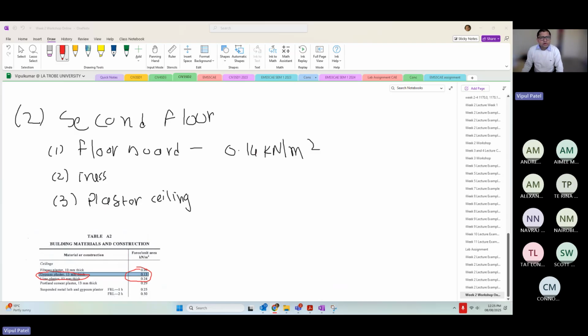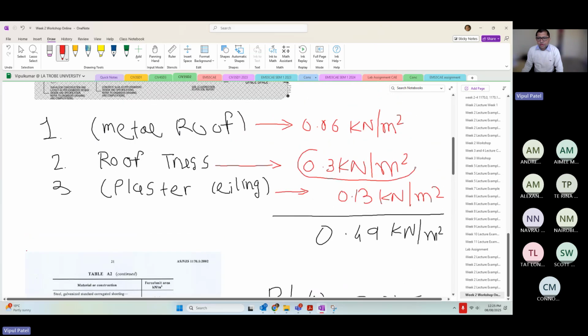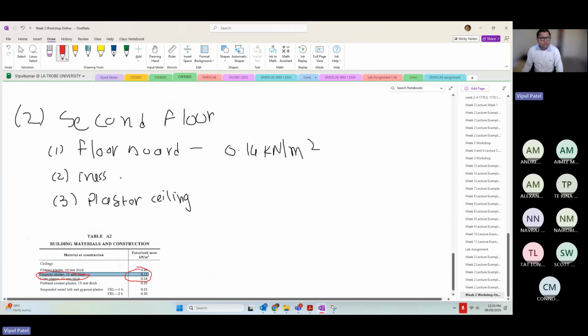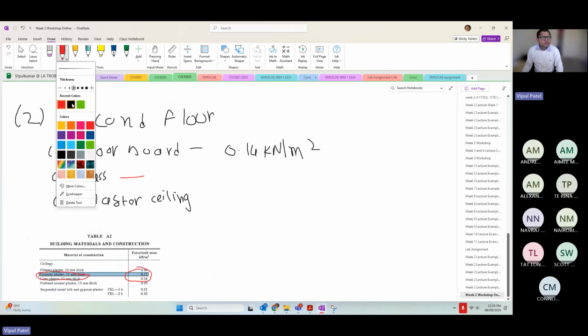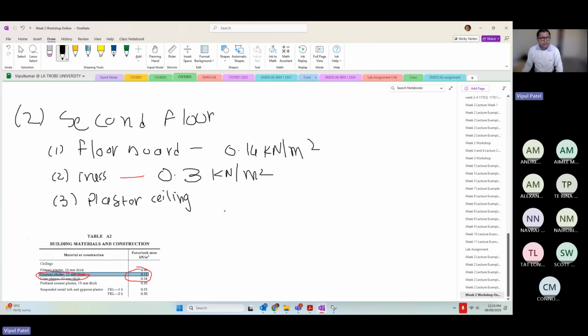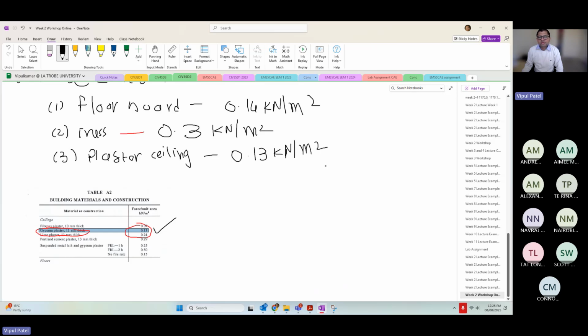Then we have trusses. I think the truss would be the same truss that we use in the roof because we don't want to change manufacturer. Whatever you use in the roof will be the same as this one. Again, we will give you these in the exams because we don't have access to this one. Then 0.33 kilonewton per meter square for truss. And the plaster ceilings, I think we just use from Australian standards, 0.13 kilonewton per meter square, and that's what we use in our roof as well.